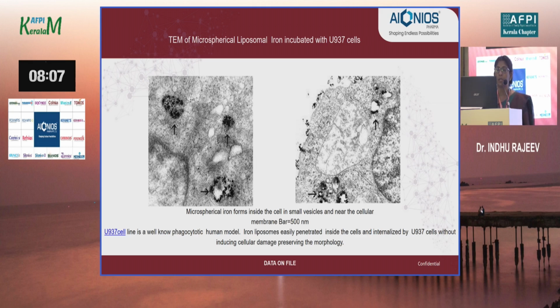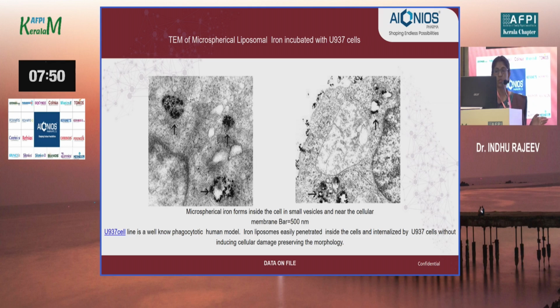Now this is an electron microscopic study which was done using the U937 cells. It was incubated with these cells, and it was found that you can see the black concentration of the drug around the cells.